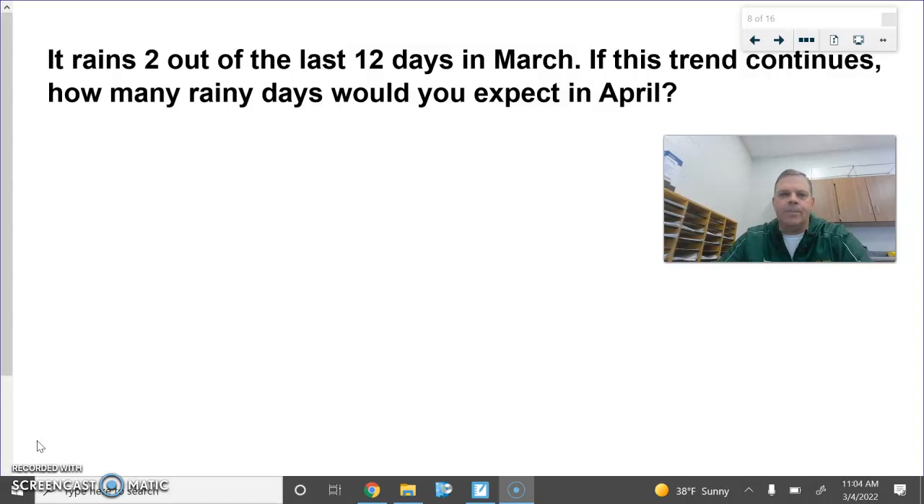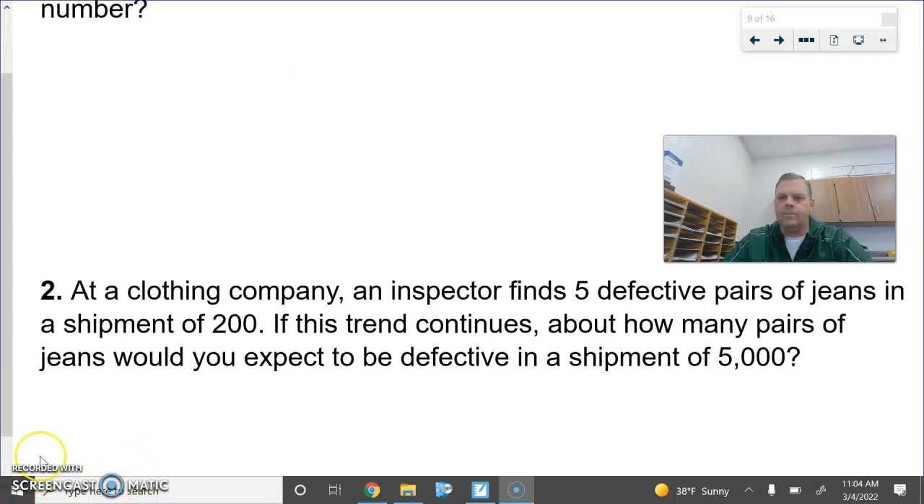So we would set this up as a proportion. 2 out of 12 is equal to x out of 30. And I can simplify 2/12 to be 1/6. 6 times 5 is 30, so then I take 1 times 5 will give me 5 days of rain in April. Seems like there's always a lot more rainy days in April than 5.